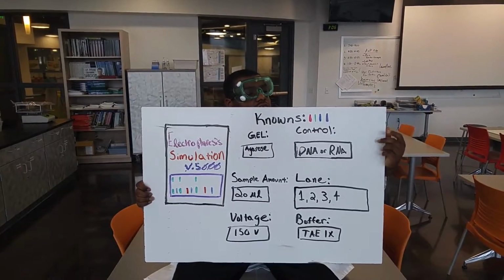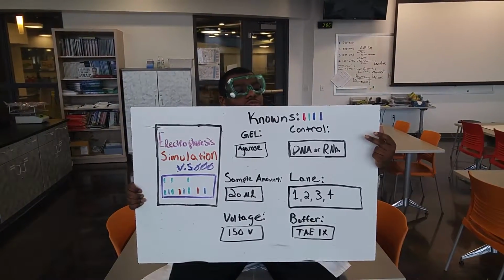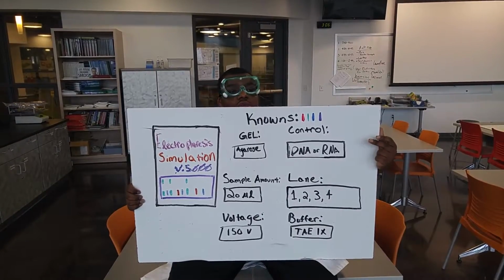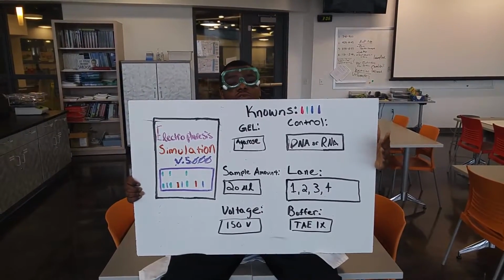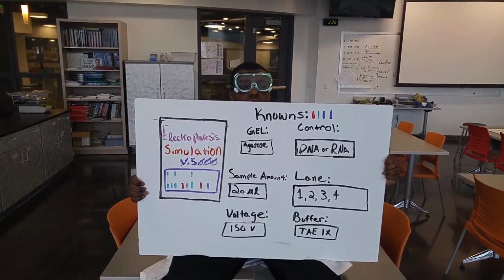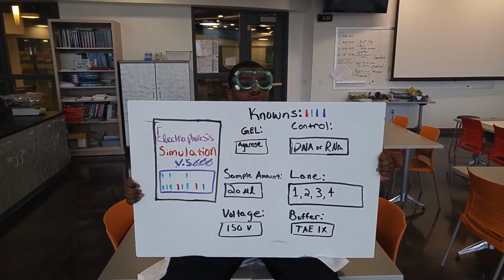As you can see over here is the section of the app where you will type in the control that you have for your electrophoresis. You need a known for your electrophoresis so that you can compare the results that you have from the unknown enzymes that cut the DNA at certain locations.